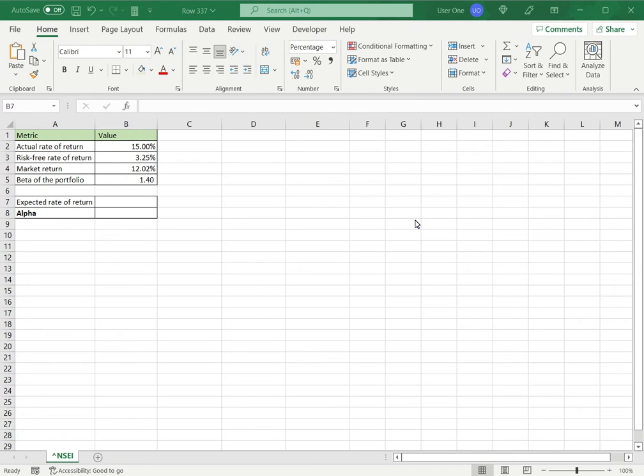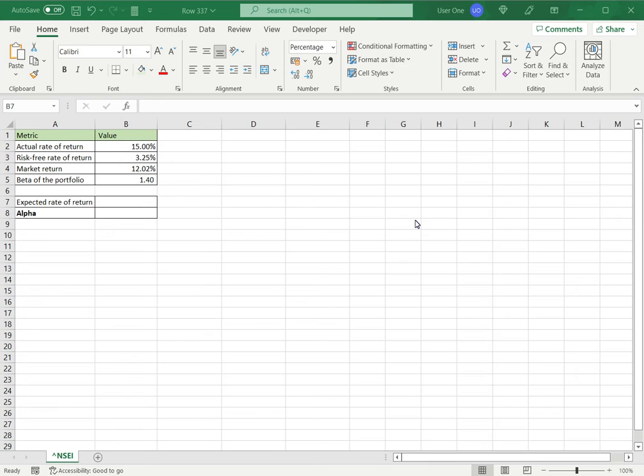How to calculate alpha in Excel. Alpha is an important metric used primarily by portfolio managers to measure how well a portfolio has performed in relation to the market. So this metric will tell you whether the portfolio has performed better or worse than the market.